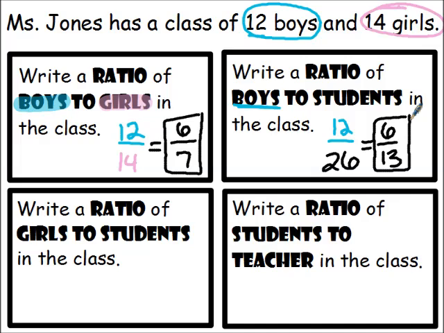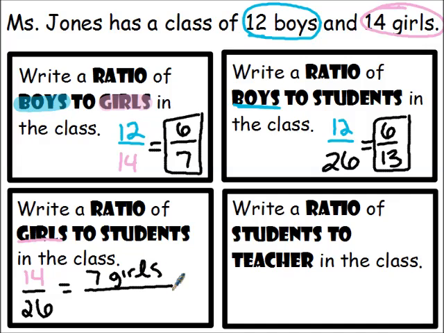Write a ratio of girls to students in the class. So we have 14 girls to 26 students. And again, we'll simplify. And that will give us 7 girls to every 13 students.